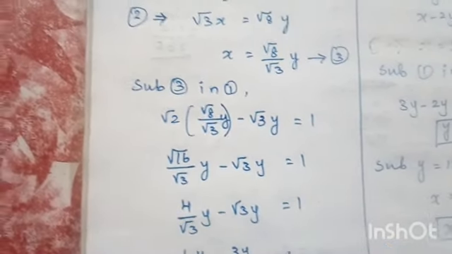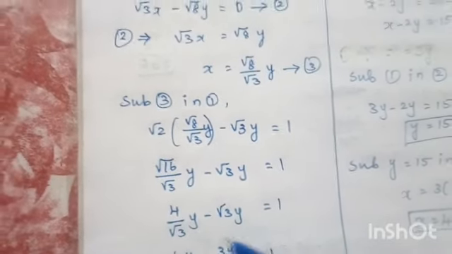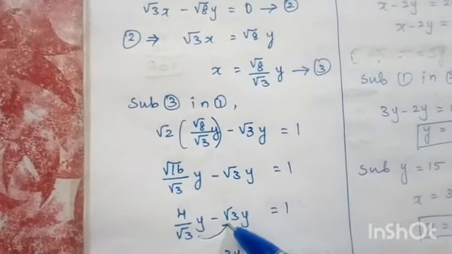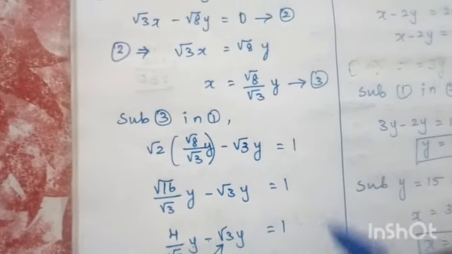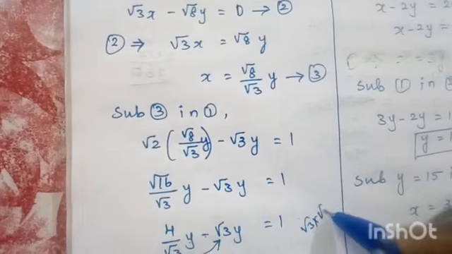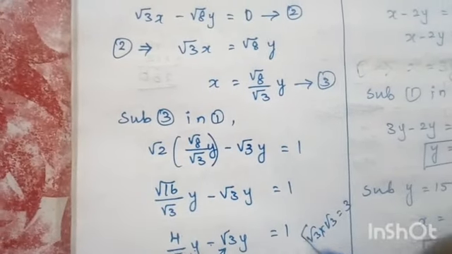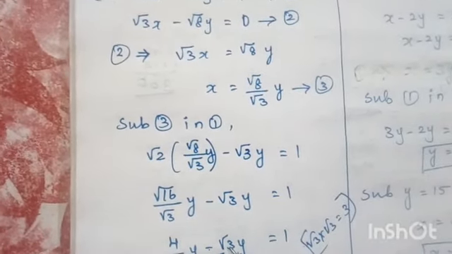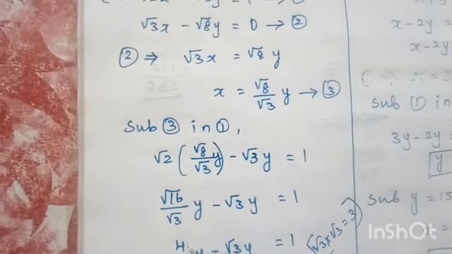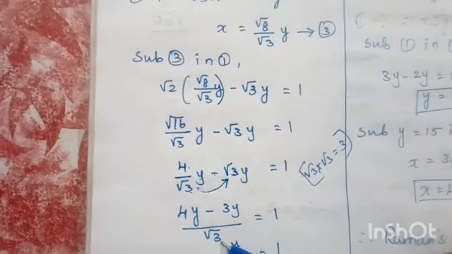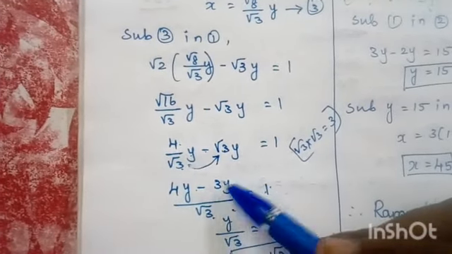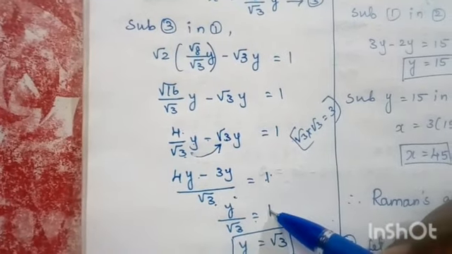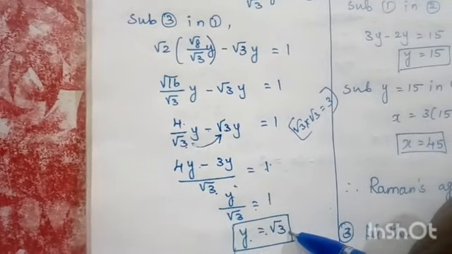Now you have to take the LCM for this. Multiply this one with this. So 4y minus root 3 into root 3, which equals 3, so it is 3y. That gives (4y minus 3y) divided by root 3 equal to 1. This root 3 moves here. Subtract these two, it is y by root 3 equal to 1. So y equal to root 3.